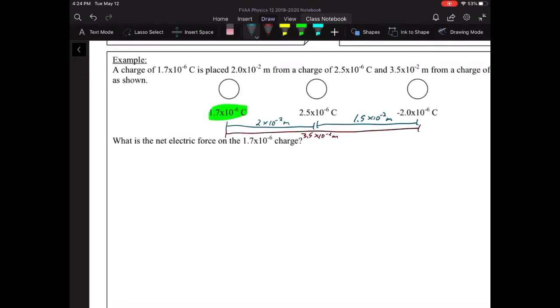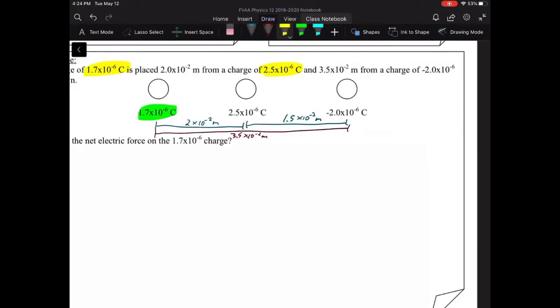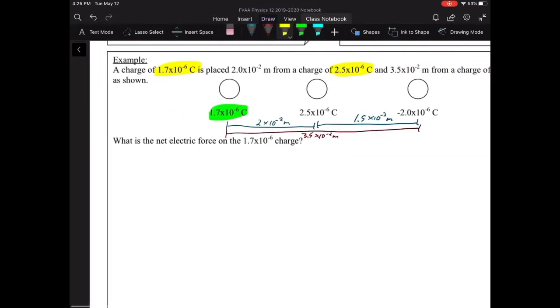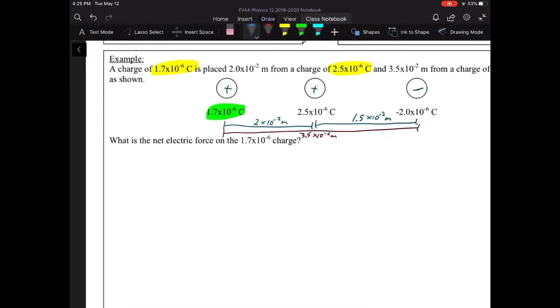Okay, so the first thing we got to figure out is if these are positive and negative. So here it looks like a charge of positive 1.7 times 10 to the negative 6 coulombs, positive 2.5 times 10 to the negative 6 coulombs, and here this is negative 2 times 10 to the negative 6 coulombs, right? And so the first two charges are positive and positive, and the last one is negative. So if I'm looking at the charge on this particle here, between the first two particles, I'm going to get a force that's pushing it away, right? Because this one's going to get a force this way between the first two on the left there. They're going to be pushing away from each other, okay?